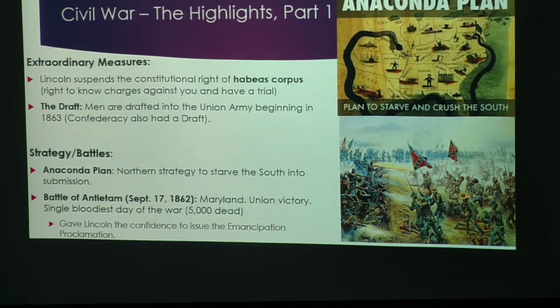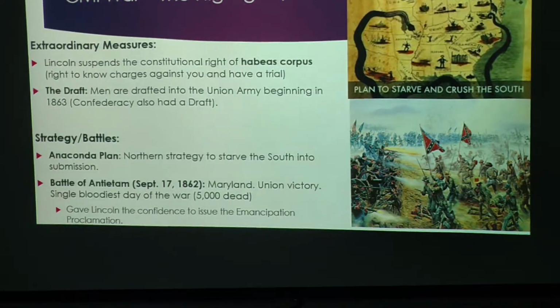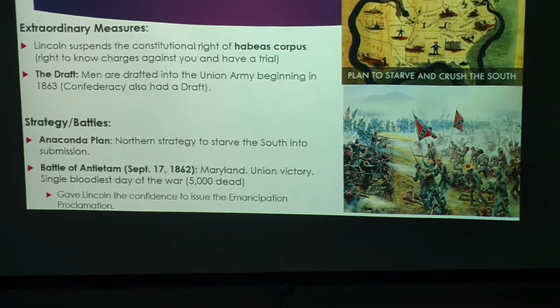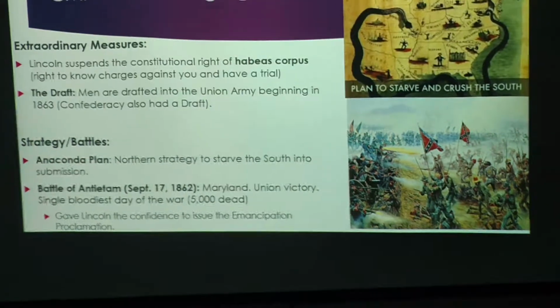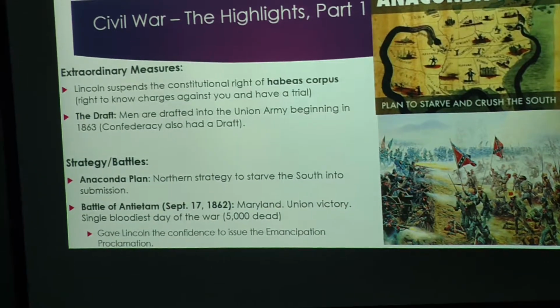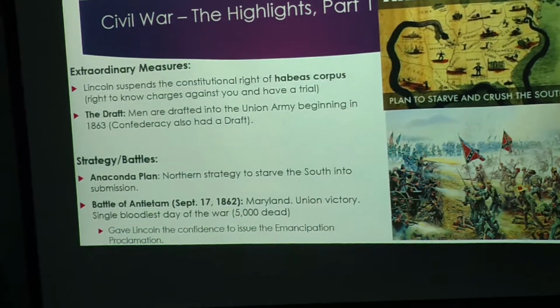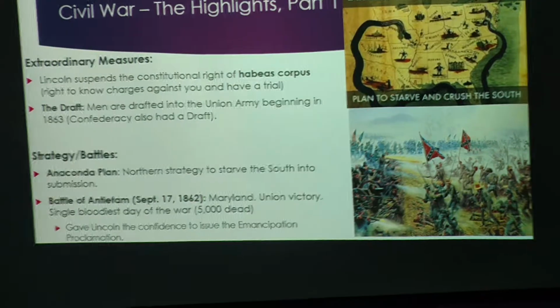Battle of Antietam, it's in Maryland, it's a Union victory. It's the bloodiest single day of the war. There are other battles like Gettysburg where 50,000 plus people die. However, Antietam is the bloodiest single-day battle because that's the most that die in one day. The importance of Antietam is Lincoln sits there and says, hey, this is a big victory for us, and he needed that so he could get support for the Emancipation Proclamation, which we'll talk about here in a minute.